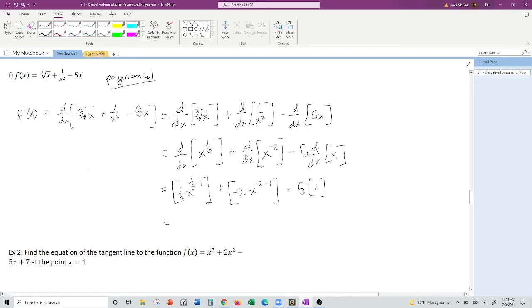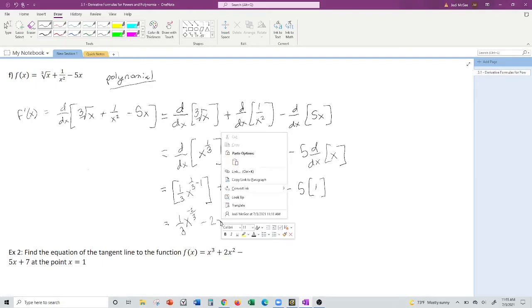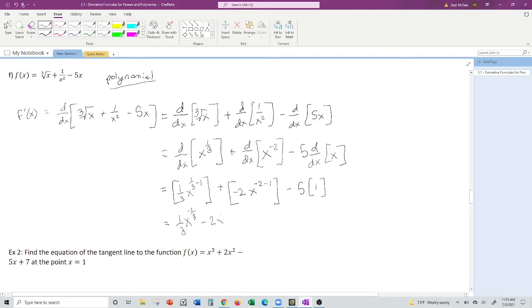Alright, so let's clean this up a little bit. We have 1/3 x. 1/3 minus 1 gives us a negative 2/3. Then we have minus 2 times x raised to the negative 2 minus 1, which is negative 3, and then minus 5.